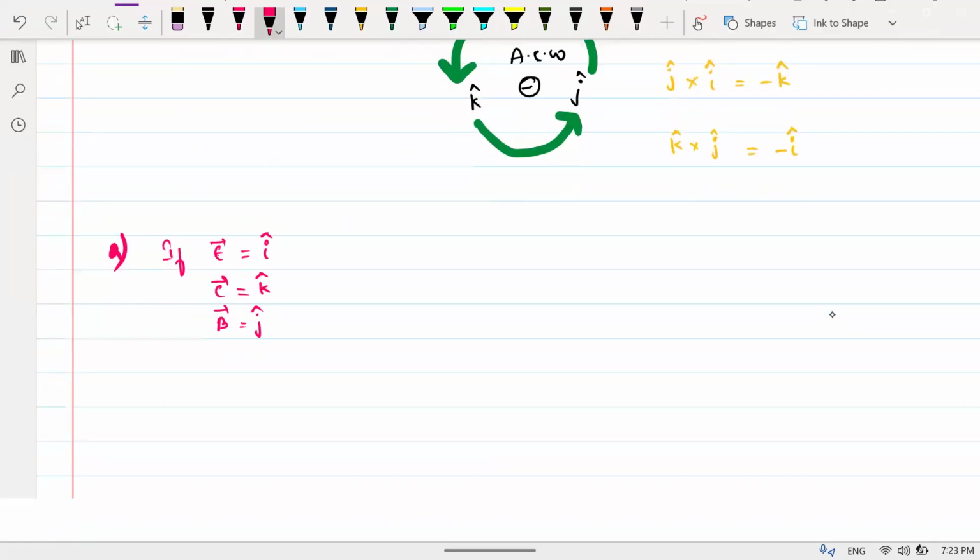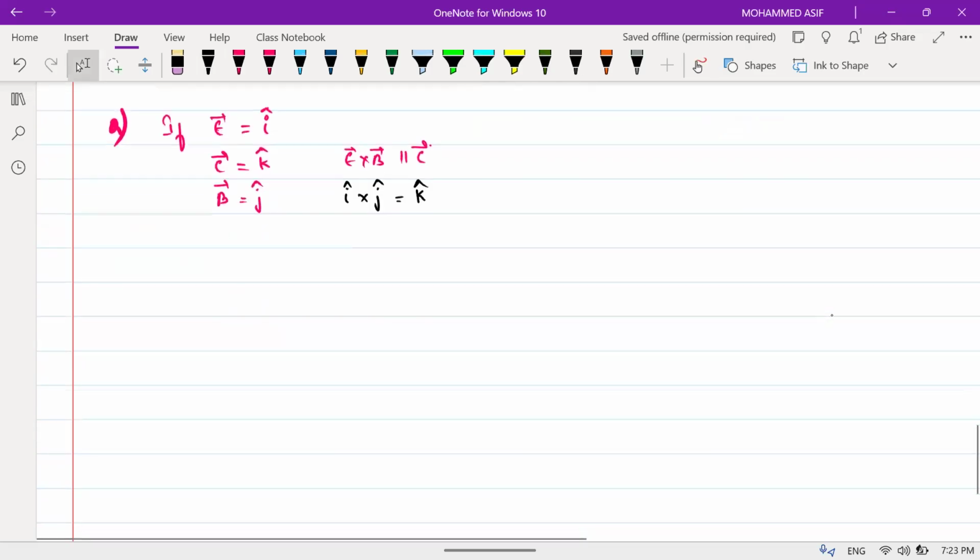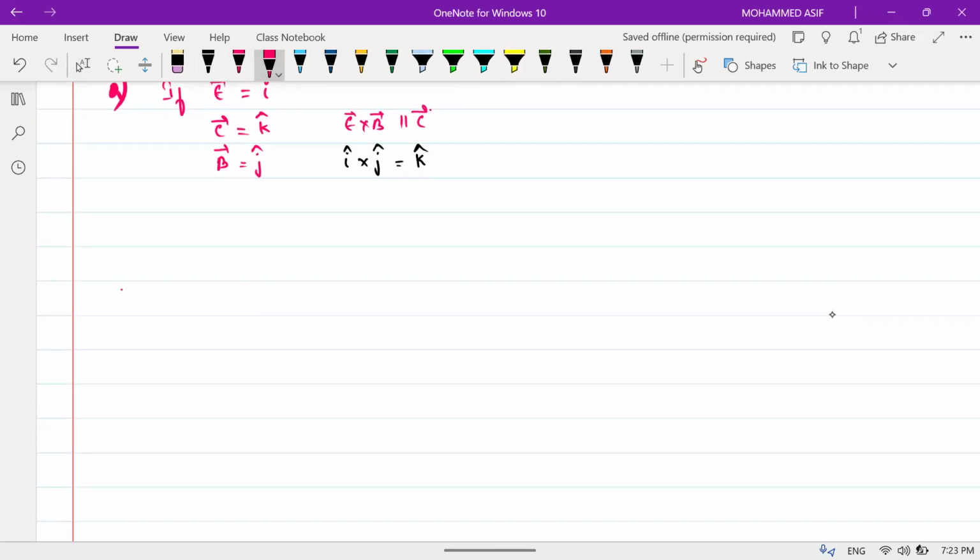So I told you that E bar cross B bar will be parallel to your C bar. That means E bar is in which direction? I cap cross B bar is your J cap. I cap cross J cap will be equal to how much for me? K cap. That means the speed of the light is in your K cap. Am I clear? Yes, sir. Isn't it?